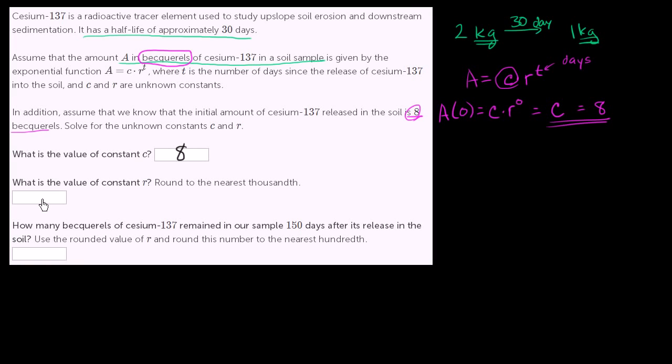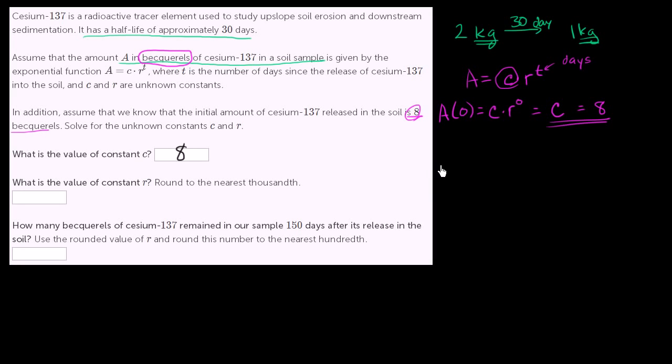So the value of the constant C is 8. What is the value of the constant R? Round to the nearest thousandth. So we're starting with 8, so A of 0 is 8. How much are we going to have after 30 days? And the reason why I'm picking 30 days is that it is the half-life of cesium-137.